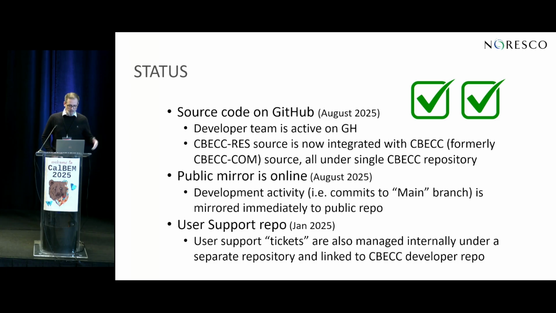And that's been done. We have a public mirror. Anytime the developers commit something to the private repo, it's automatically mirrored over to the public side, as soon as it's merged to main. So that's just automated and ongoing. We also have a user support repository. It's a private repo, but the way the dev team still gets user support questions and requests is through the email, but they're immediately turned into issues and tickets on a separate GitHub repository. So everything is now much better integrated.